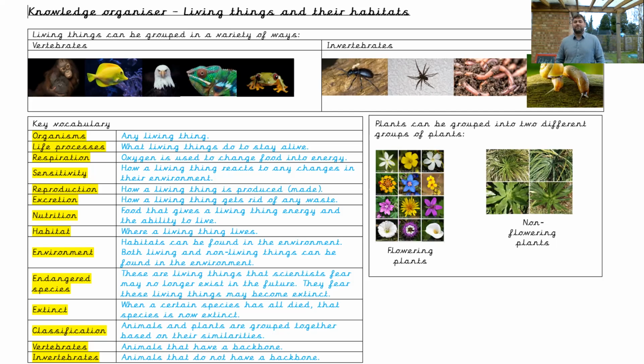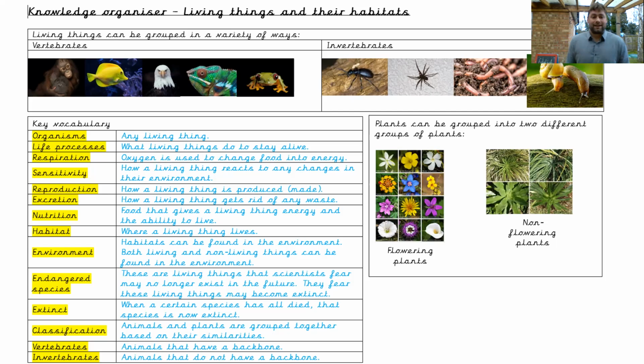Environment: our habitats can be found within certain environments. Both living and non-living things can be found in that environment. Endangered species. These are animals or plants or any type of living thing that scientists fear may no longer exist in the future. They fear that these things may then become extinct, and that's the next word down. Extinct means a species, a living thing, that no longer exists in the natural world anymore. So like dinosaurs, for example, dinosaurs are an extinct species.